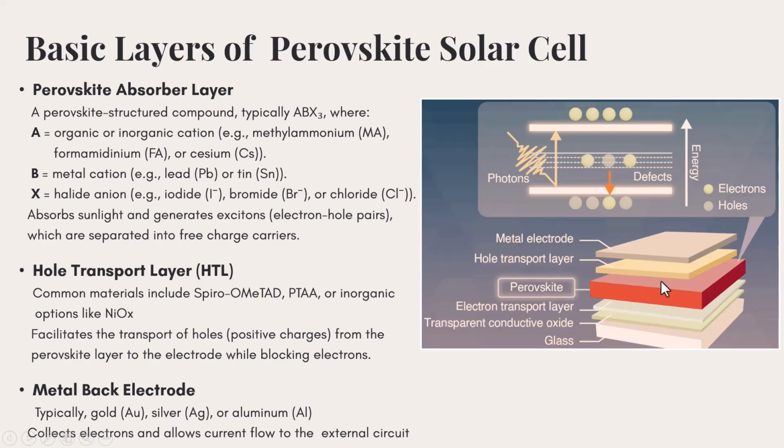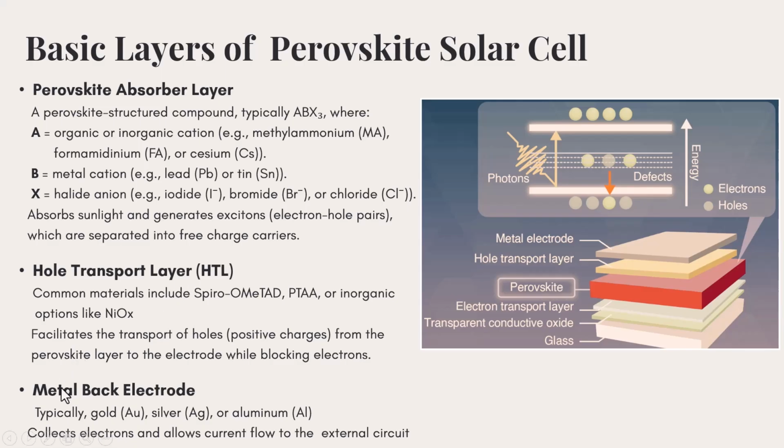The next on the list is the hole transport layer. Like we have mentioned before, the hole transport layer, just like the electron transport layer does, facilitates the movement of the holes from the perovskite layer to the electrode while blocking the electrons. Common materials used in making the hole transport layer include spiro-OMeTAD and PTAA, or inorganic options like NiOx.